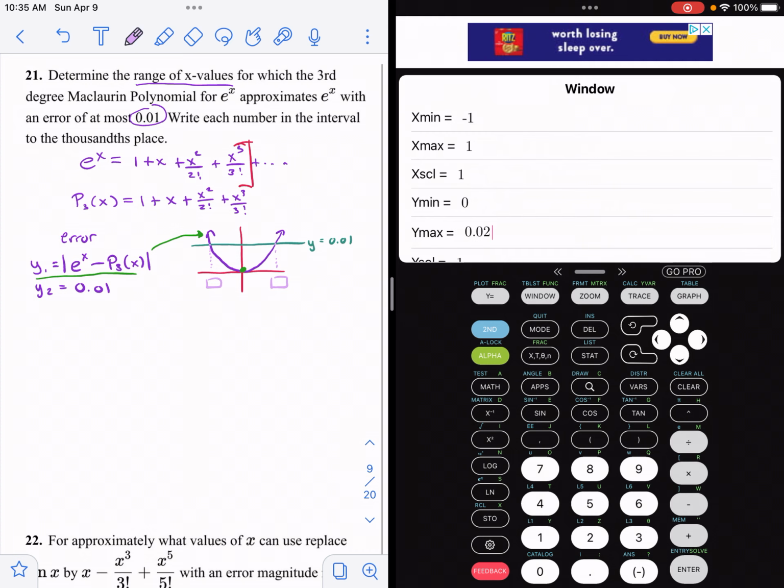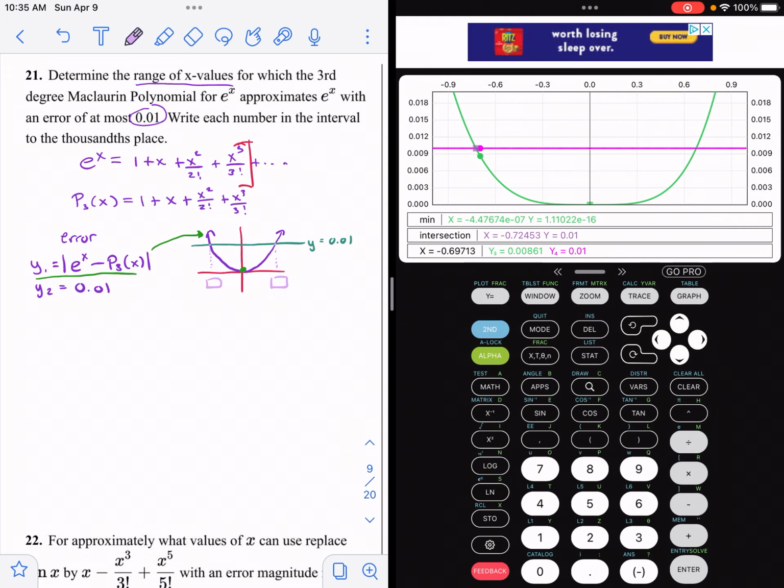And then for my window, my x-min and x-max, I just figured it's probably somewhere between -1 and 1, because that window's pretty tight around x equals 0. Remember, the errors get worse the farther away from 0 you get. And then the y min is 0 and the y max is 0.02. That way my 0.01 will go right through the middle of the screen. So I hit graph. Okay, and now that's exactly what we're looking for.